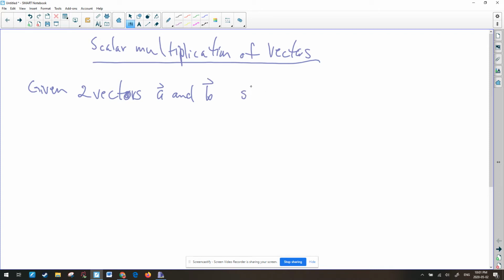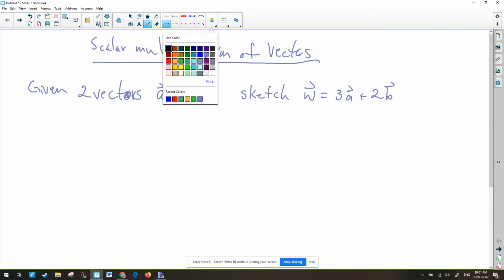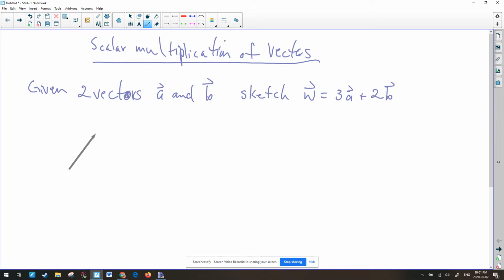Sketch vector W such that W is equal to 3A plus 2B. Okay, so just arbitrarily, I'm going to draw a couple vectors. Go this color, call that one A, and go this color, and we're going to call that one vector B. So I'll go back to my pen. So there's vector A, and there's vector B.